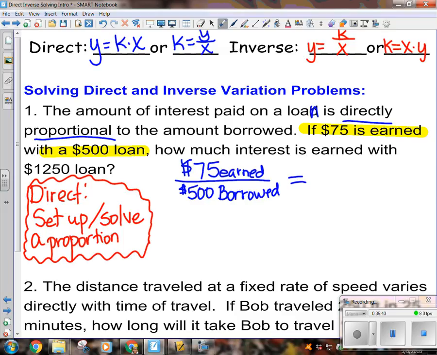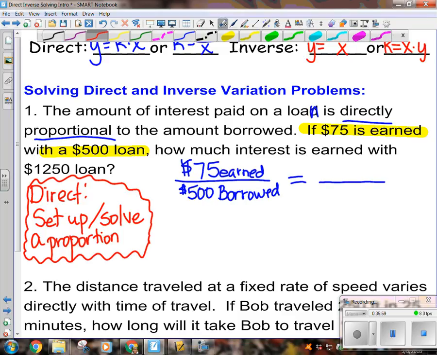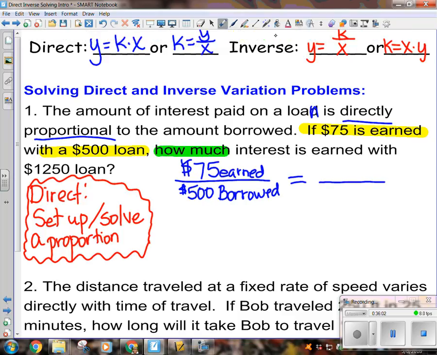Now, writing the words, at least at first, will make you focus on making sure you put the numbers in the right place. Is everybody good? Now, I'm going to put a bar because we just said we're going to set up and solve a proportion. Now I'm going to keep reading. At the end, it's going to tell me something that's going to help me set up the other half. And something's missing. How much interest?